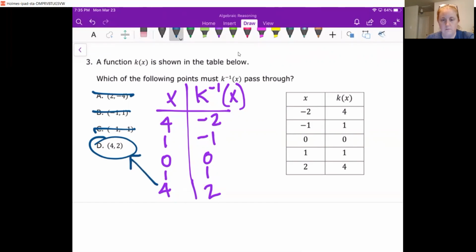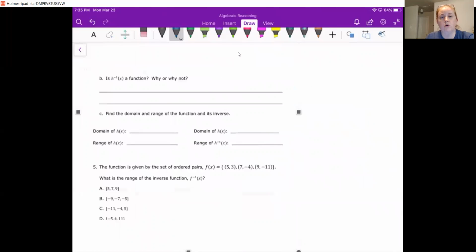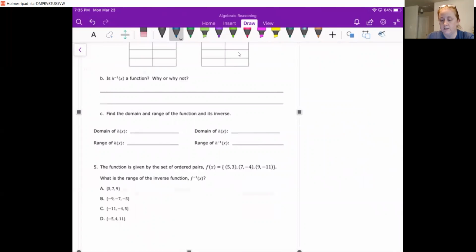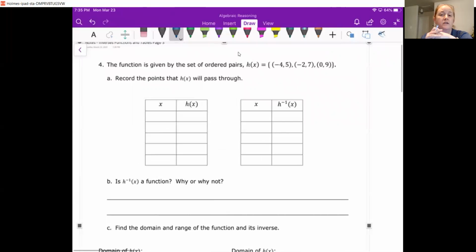All right. So let's do our last little bit, just a little more practice. All right, now, this time, guys, your points are listed in the problem. So we've got a blank table there that we'll use to record our original points. And in the second column, we'll use that to put in our inverses. So like letter A says, record the points that h of x will pass through. So let's go ahead and get our points in our table.